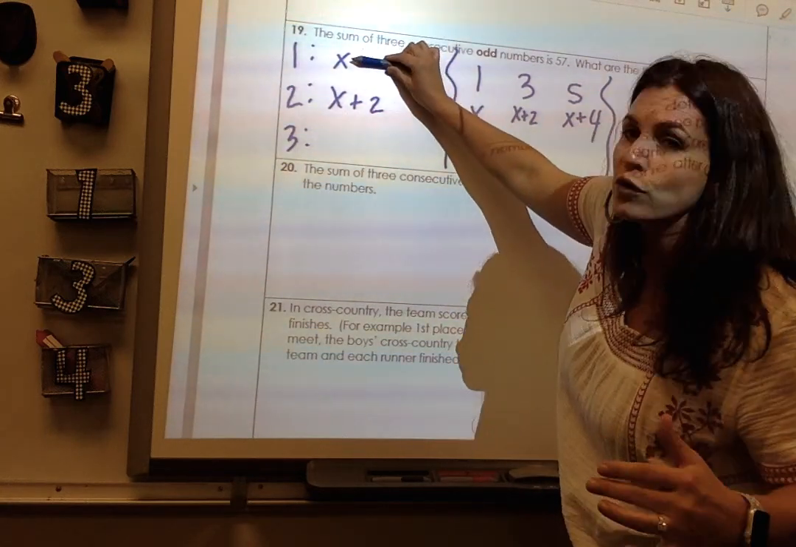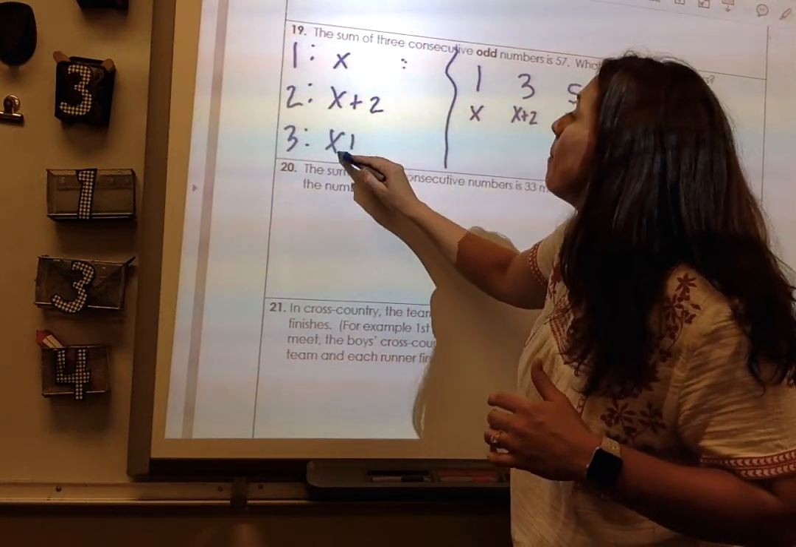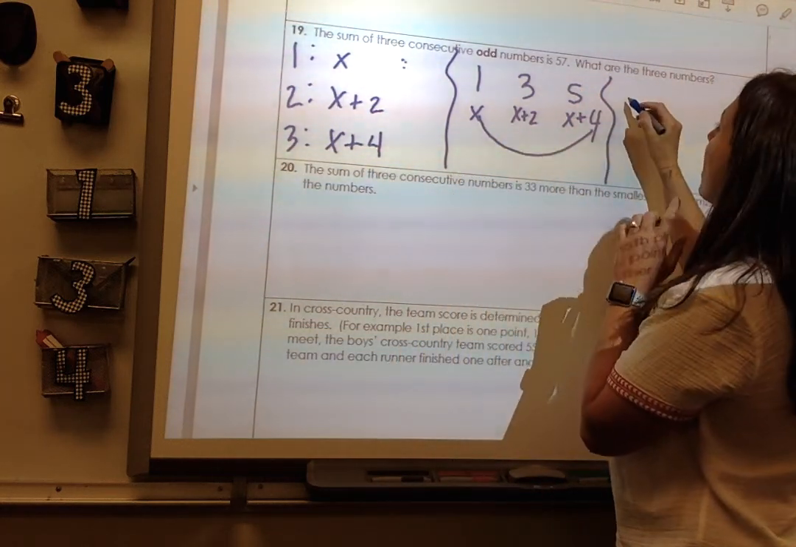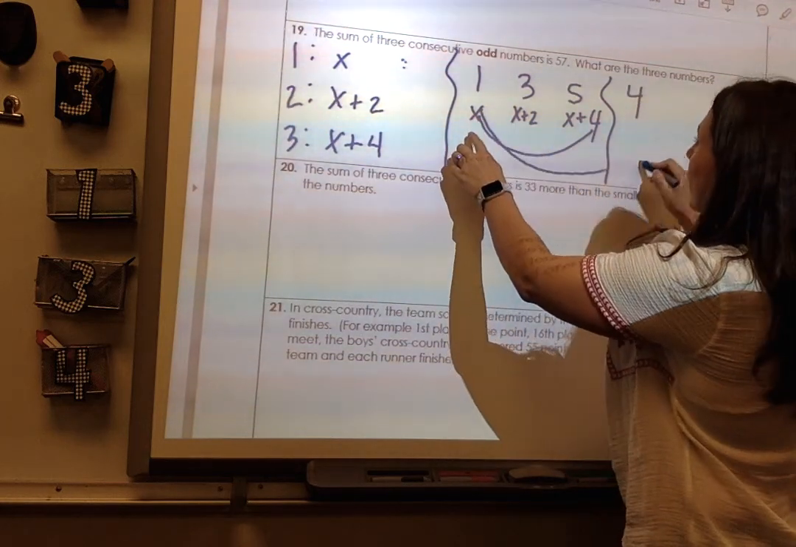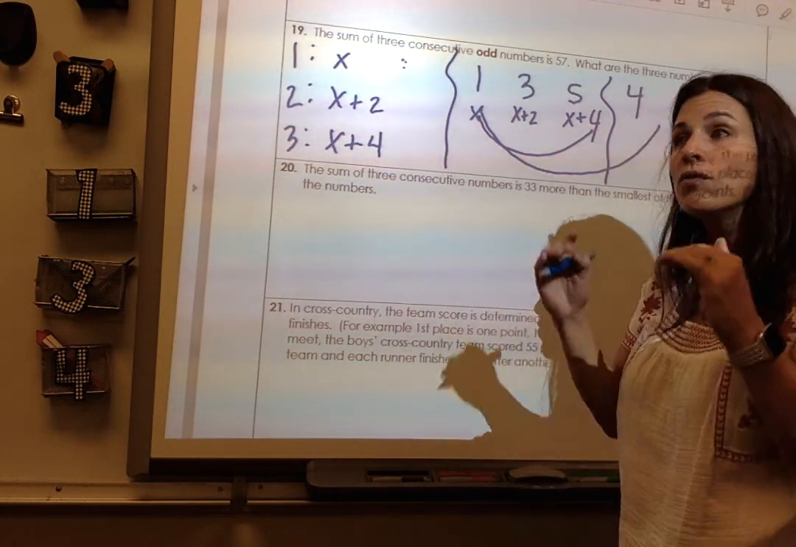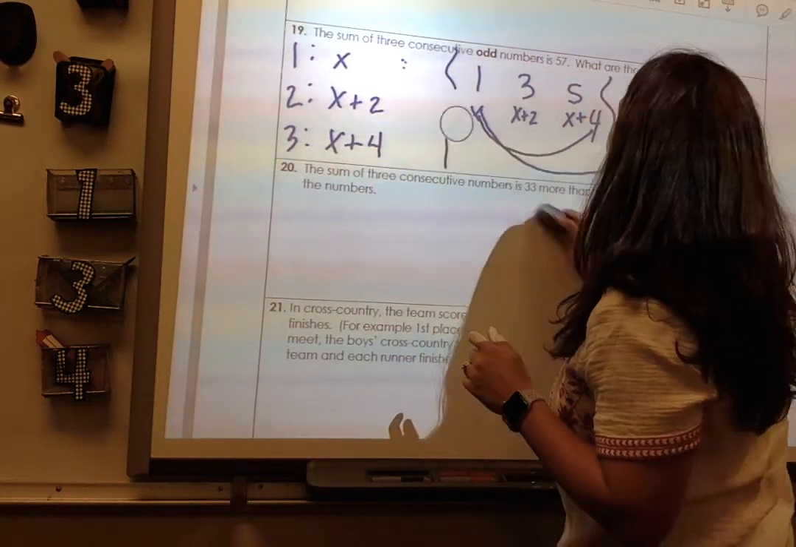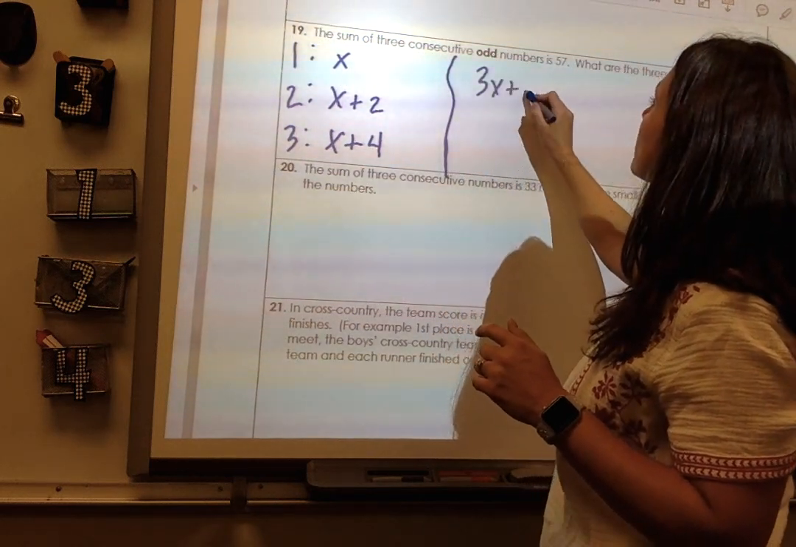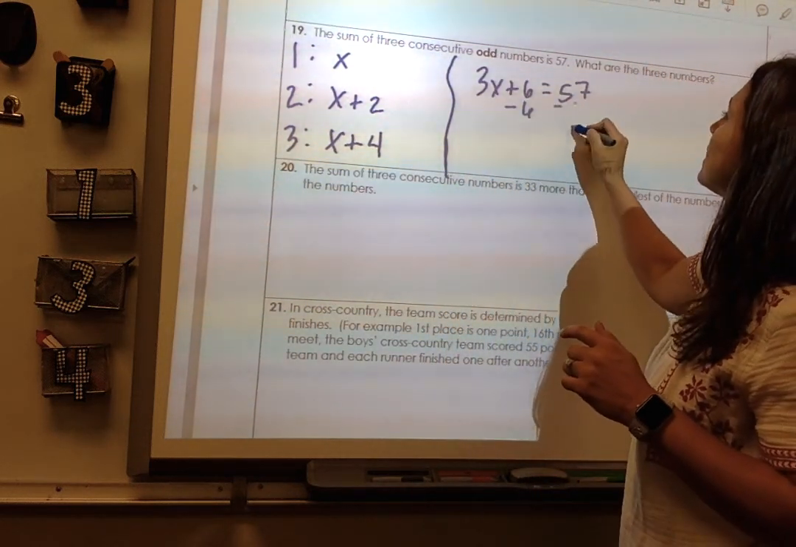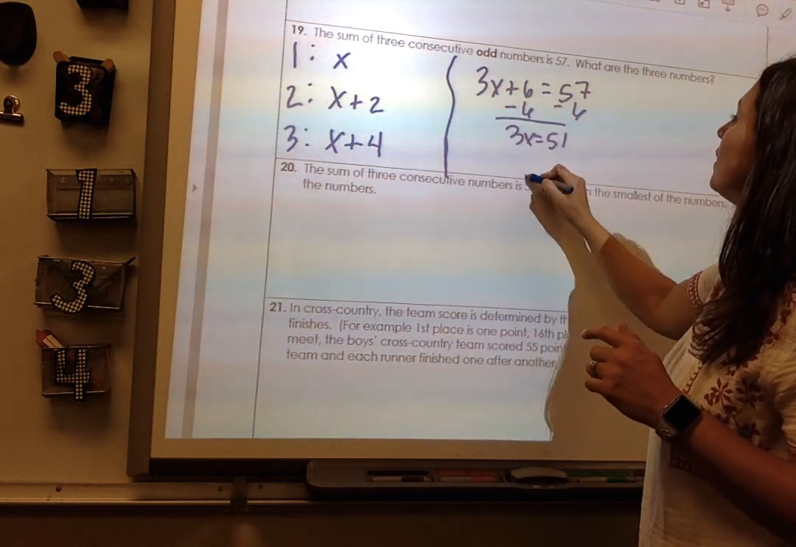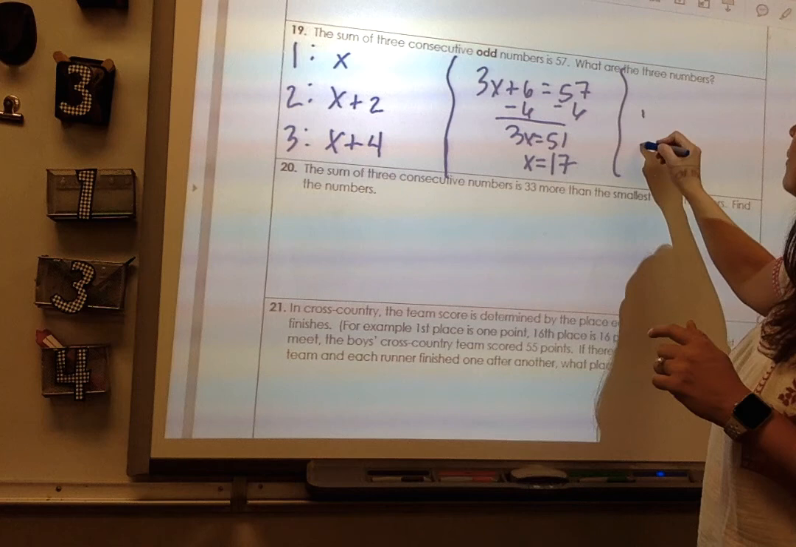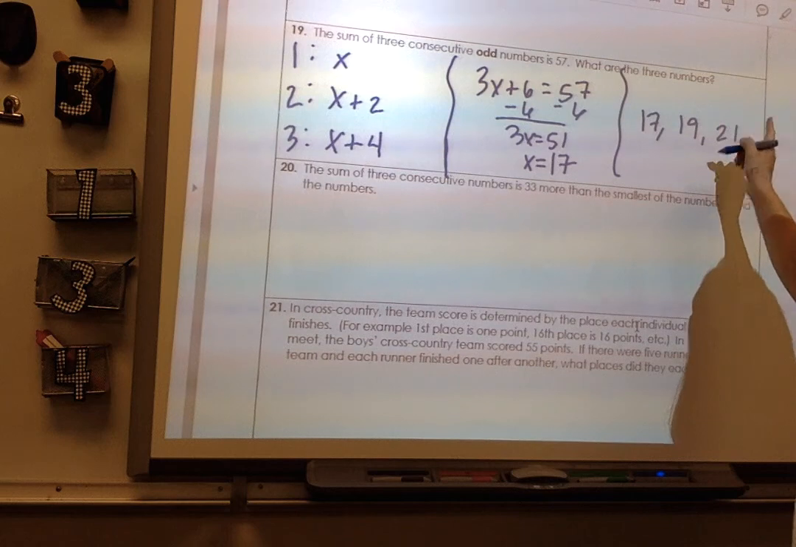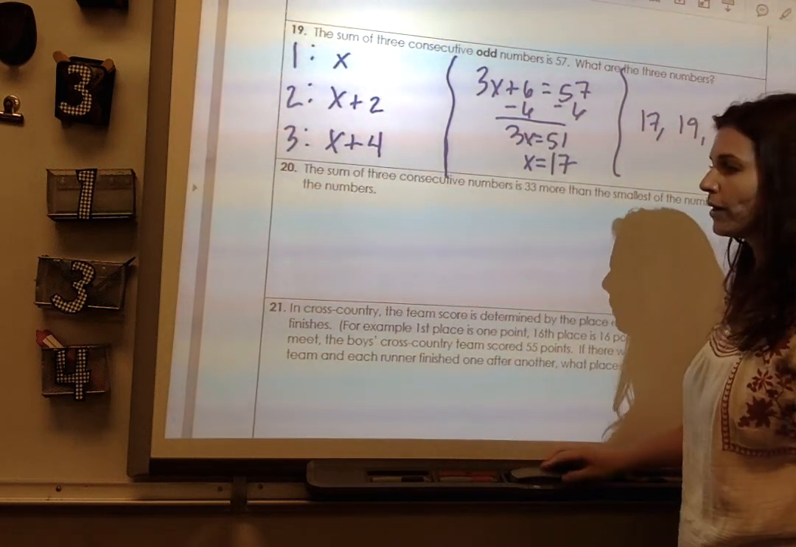So here, my first one's x, my second one's x plus 2, my third one is x plus 4 because I got to go from here to here. So my fourth one would go from here to here, which would be x plus 6. So notice that pattern. So 3 consecutive odd numbers, they're equal to 57. So now I'm adding them up, and I get 3x plus 6 equals 57. Subtract 6, 3x equals 51. x then equals 17. So now we have 17, 19, and 21. And do those add up? 57? Yes, they do. So those are my numbers.